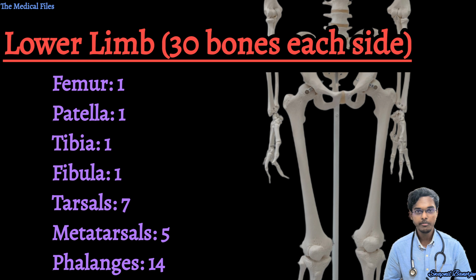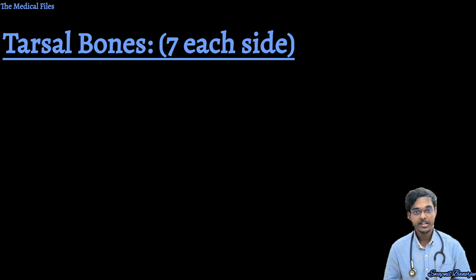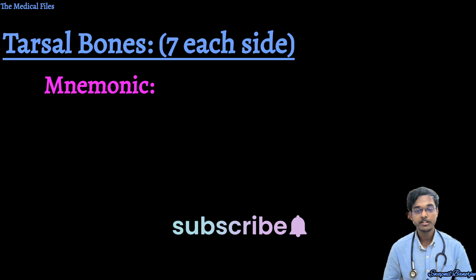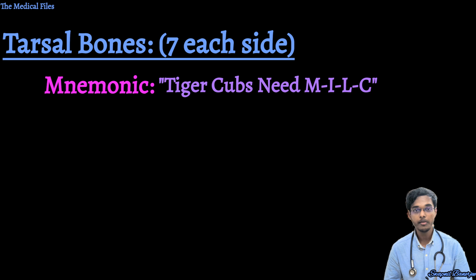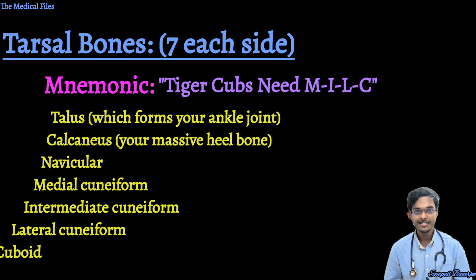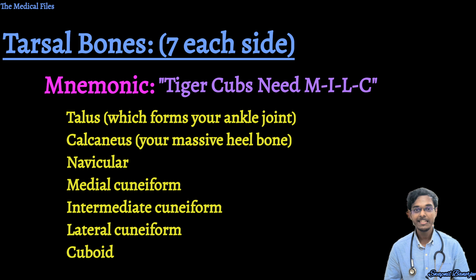So firstly we have 1 femur, then the patella or the kneecap. And after that we have the weight bearing part, that is tibia, and then fibula. And now coming to the tarsal bones, we have 7 tarsal bones. For remembering the tarsal bones, we shall use the mnemonic Tiger Cub Needs Milk. But here the spelling of milk will be M-I-L-C. T for talus, C for calcaneum, N for navicular, M-I-L stand for medial, intermediate, and lateral cuneiform, and C for cuboid.